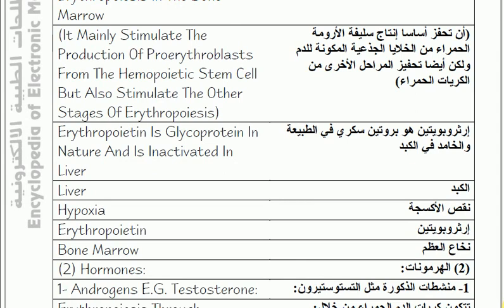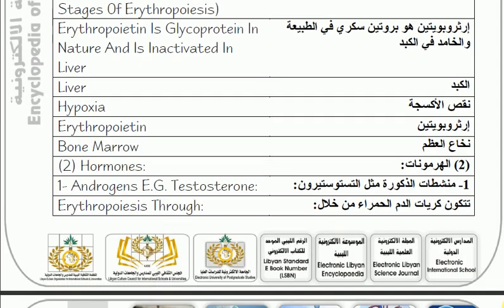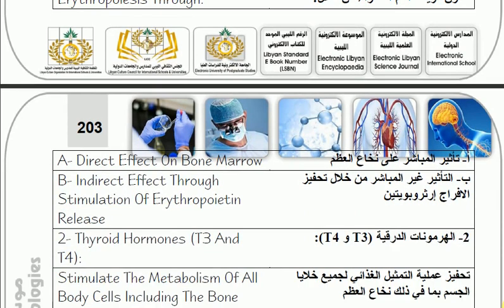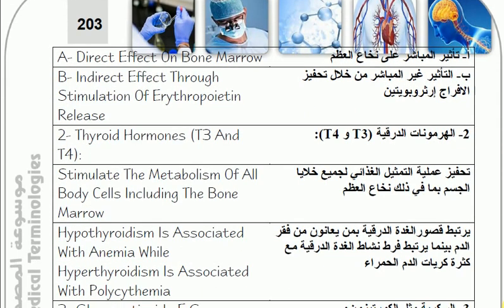Erythropoietin is glycoprotein in nature and is inactivated in the liver. Liver. Hypoxia. Erythropoietin. Bone marrow. 2. Hormones. 1. Androgens, e.g. testosterone: A. Stimulate erythropoiesis through a direct effect on bone marrow. B. Indirect effect through stimulation of erythropoietin release.